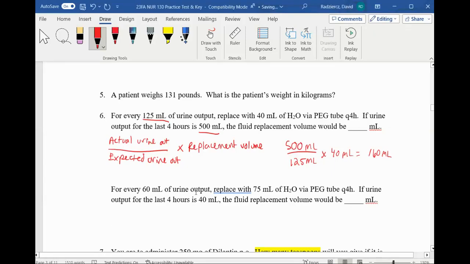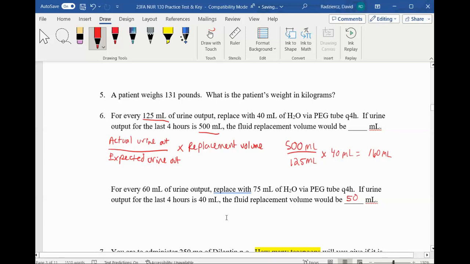Good, I'm already seeing some answers coming in, so I'm going to double check what everyone wrote. 40 divided by 60 times 75, and I also get a fluid replacement volume of 50 milliliters, which should make sense, right? I'm replacing with less than 75 because they voided less than the expected output of 60. So you're doing that right if you got 50.